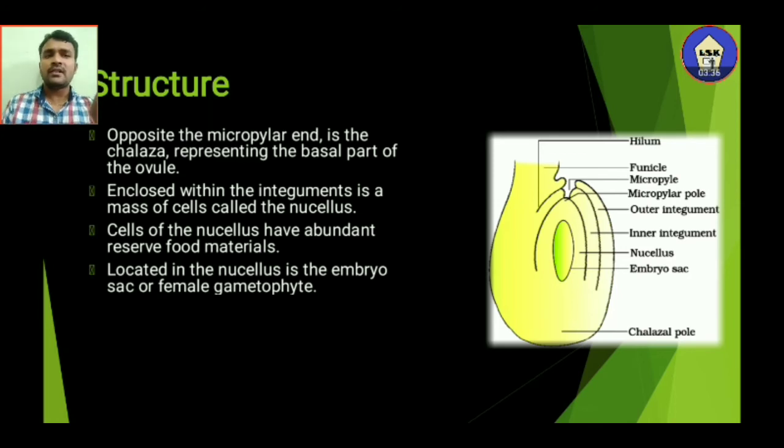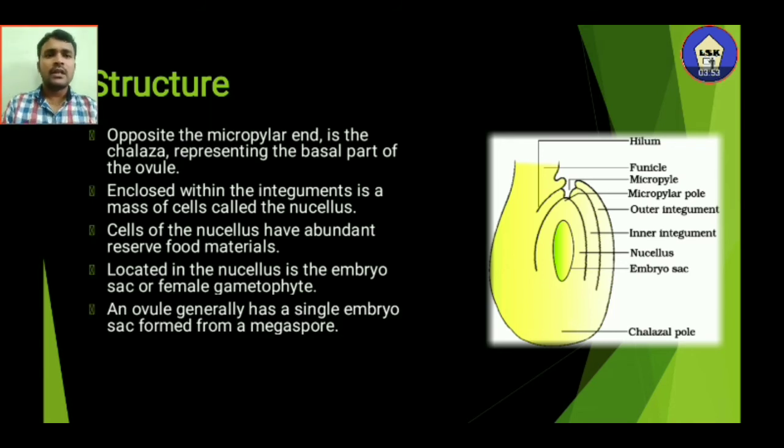So here the embryo sac is just mentioned, but the clear structure of the embryo sac is not shown here. Normally the young ovule does not contain the embryo sac. When it matures, within the ovule the embryo sac is formed, and the embryo sac represents the female gametophyte. An ovule generally has a single embryo sac formed from a megaspore.